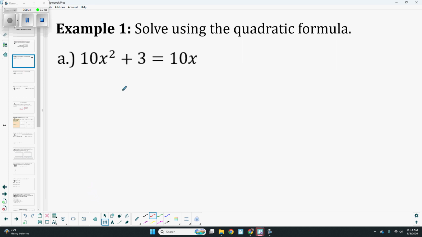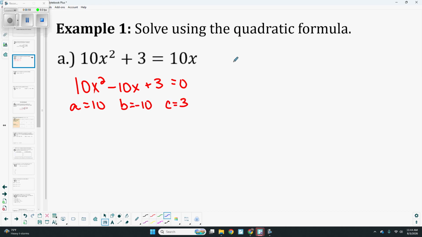So again, it has to be equal to 0, so I'm going to minus this 10x. And now a does not have to equal a positive number, just so you know, because we could plug in negative a into the quadratic formula. For every other method we did, we needed a to be a positive number. So here my a is 10, my b is negative 10, and my c is 3.